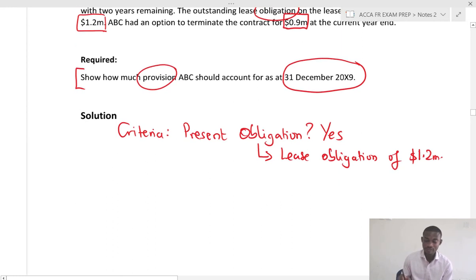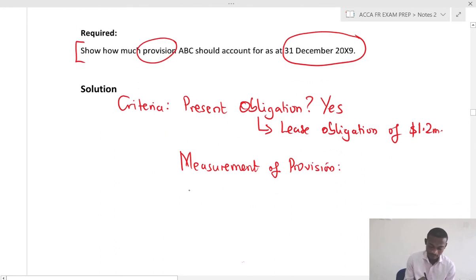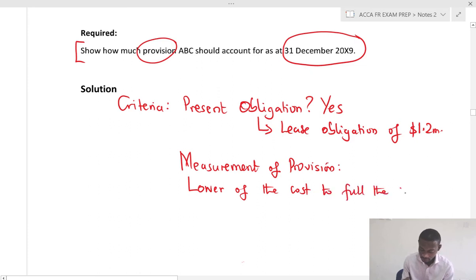Now, because it's an onerous contract, which is a loss-making contract, the measurement of the provision, as per IAS 37, should be the lower of the cost to fulfill the contract or terminate the contract.